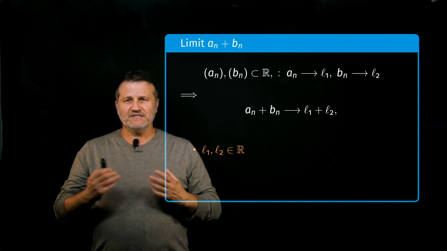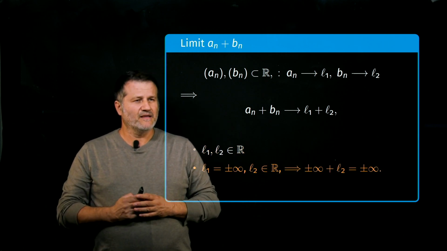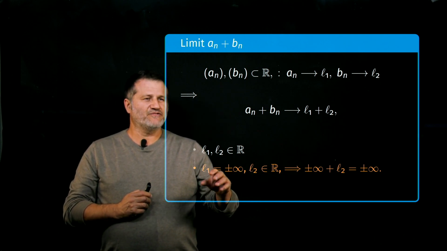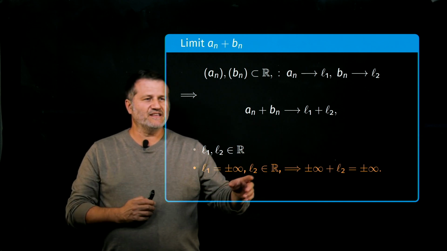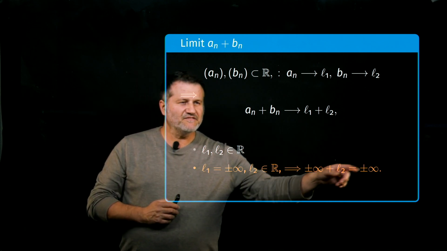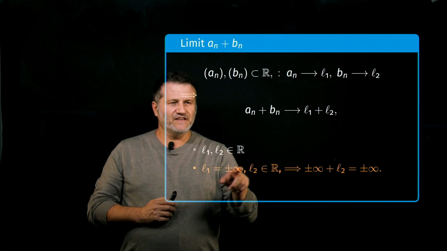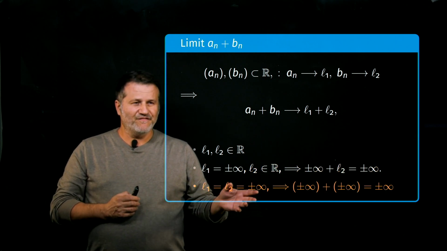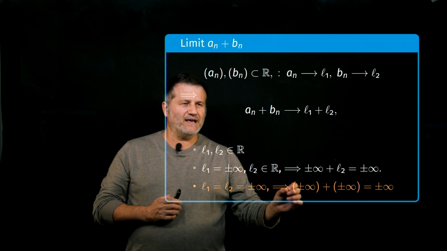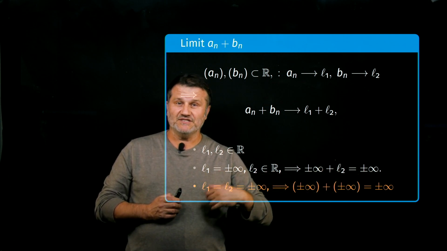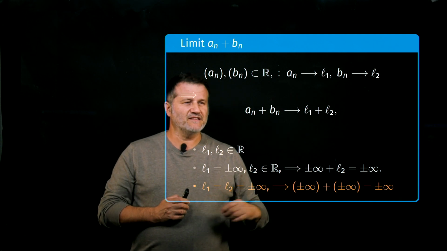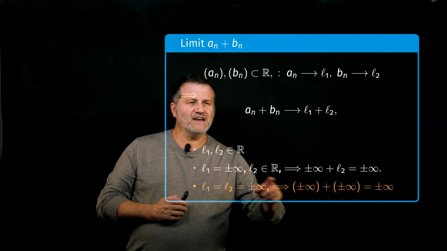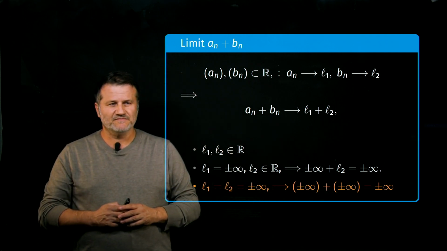First, when both limits L1 and L2 are finite. Second, when one is finite and the other is infinite. So, for example, L1 is plus or minus infinity and L2 is finite. Then the limit is infinity with the sign of the infinite limit here. And third, when both limits are infinite with the same sign. So plus infinity plus plus infinity, or minus infinity plus minus infinity. In this case, the limit is plus or minus infinity, with the same sign as the common value of these limits.